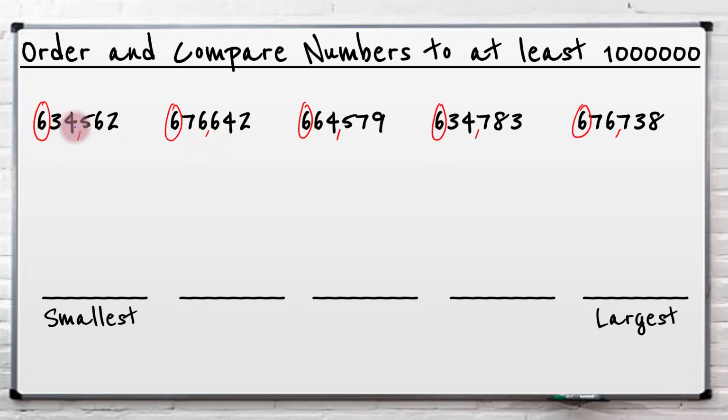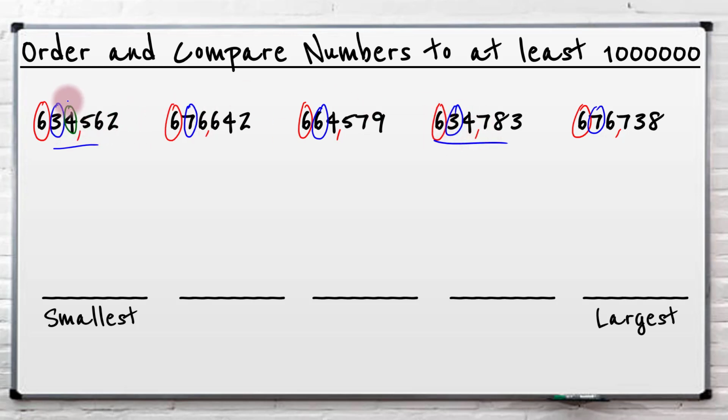So we need to look at the second digit. This one is a 3, a 7, a 6, a 3, and a 7. So the smallest ones are this one and this one. So we need to now compare these two to see which is going to be the smallest.